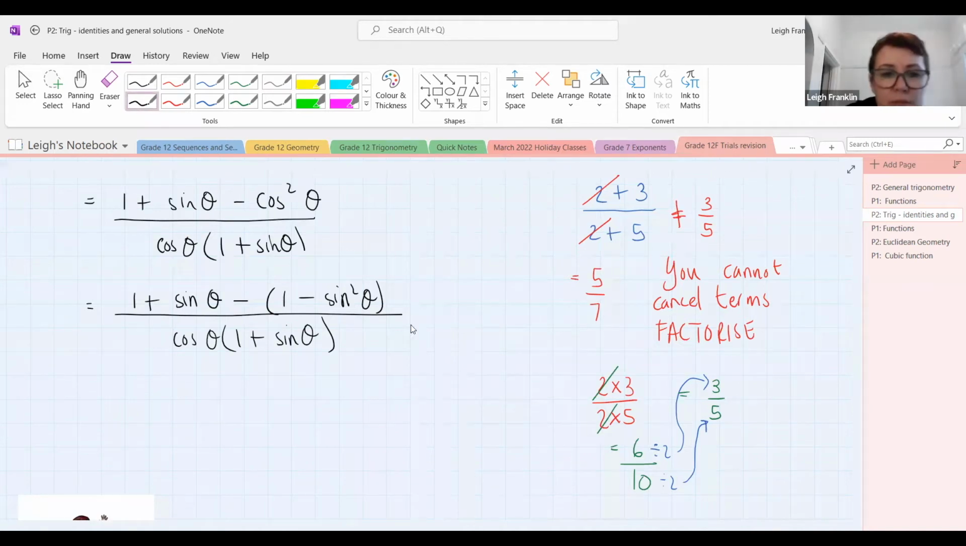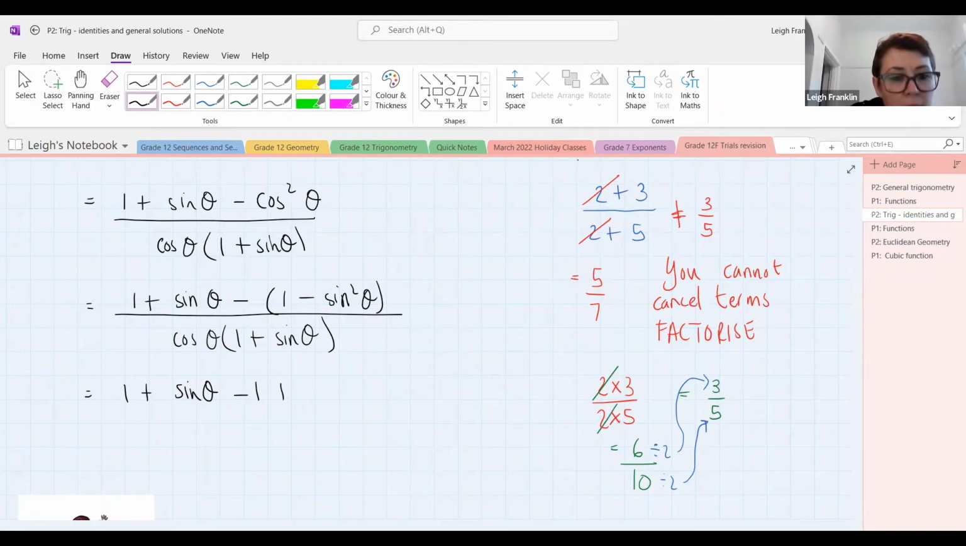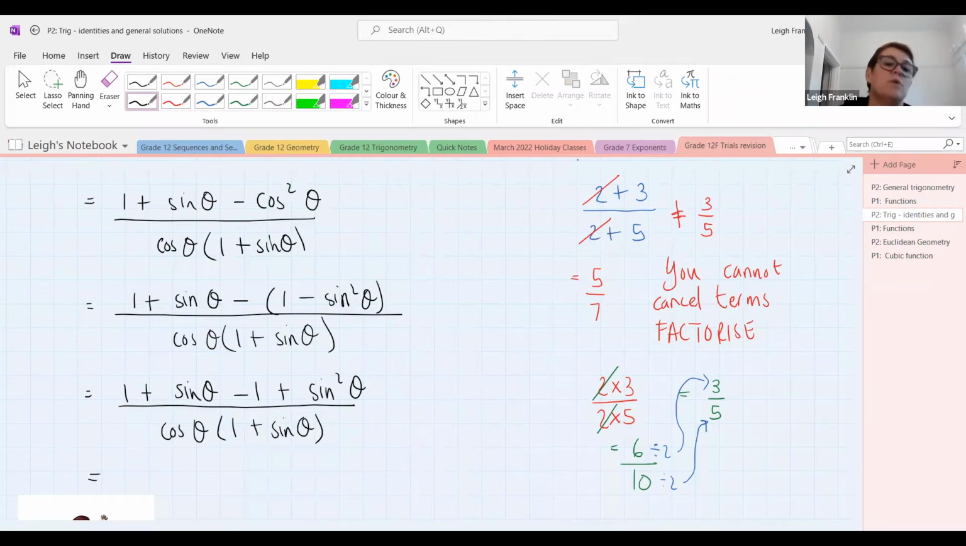Let's just see what you guys are saying in the chat. Okay, that's fine. Good suggestions, everyone. And now we've got 1 plus sine theta minus 1 plus sine squared theta all over cos theta times 1 plus sine theta. So now in the numerator, the 1 minus 1 goes away. And that leaves us with sine squared theta plus sine theta.